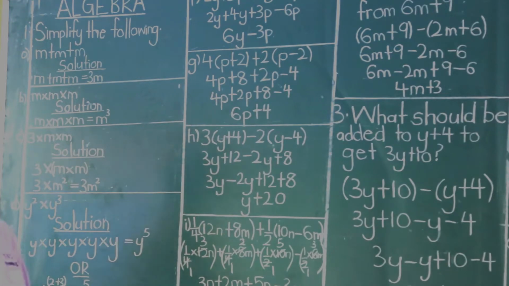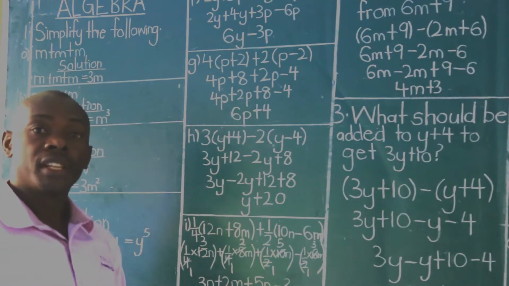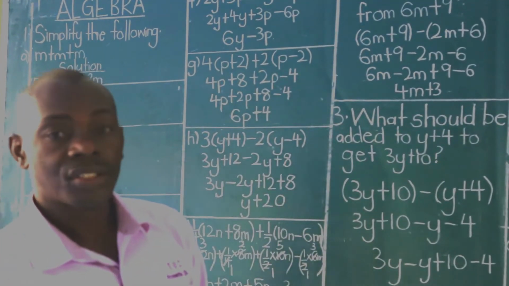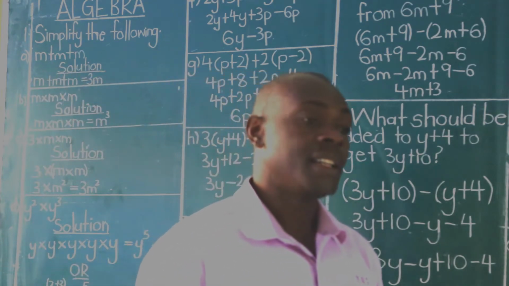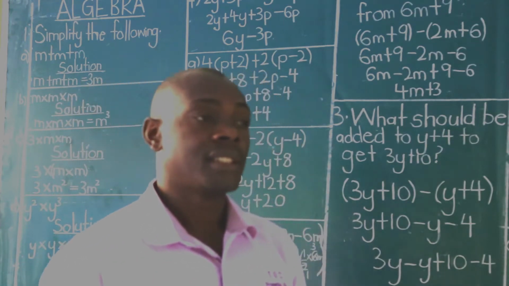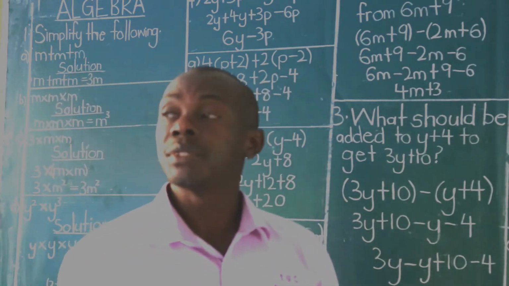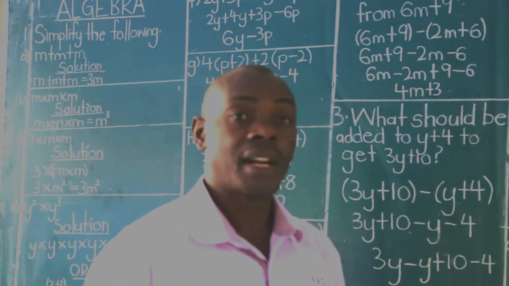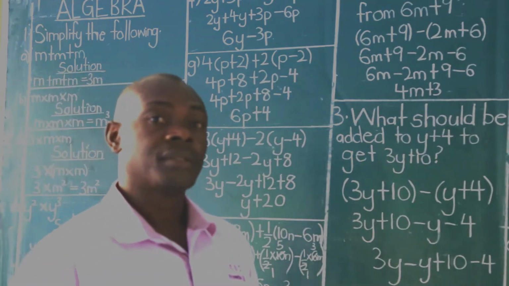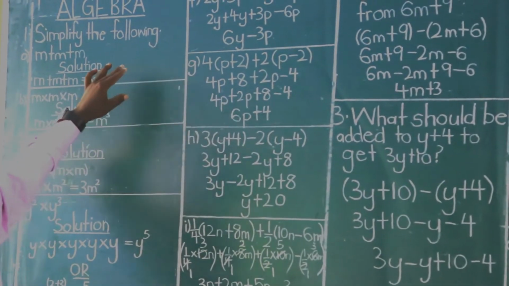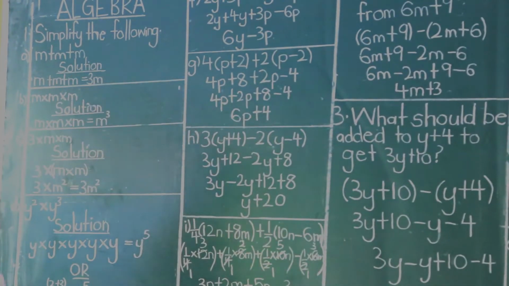Algebra in general has four forms: collection of like terms, simplifying, solving, and substitution. I say it has four forms, that is collection of like terms, simplifying, solving, and substitution. So let the viewer follow so that the viewer shares those four forms.